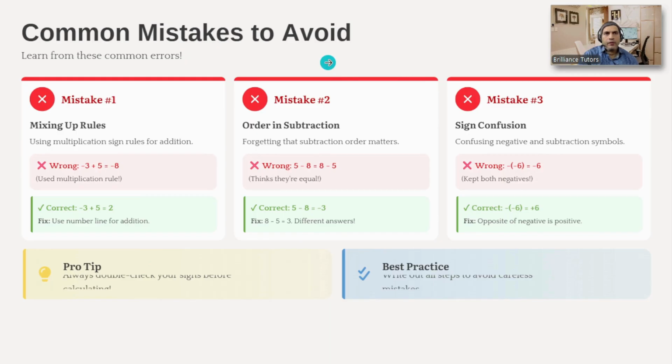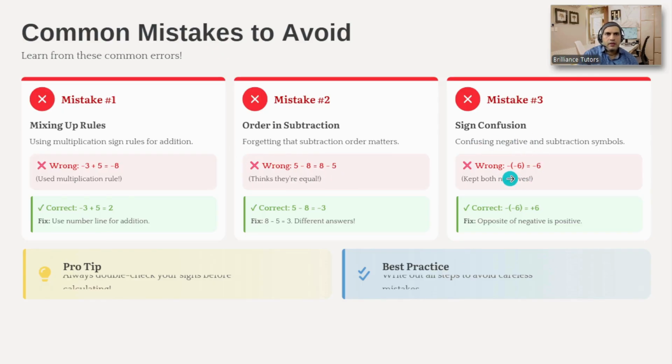Common mistakes to avoid in this chapter. Mistake 1, mixing up rules. Do not mix rules, like minus 3 plus 5 being minus 8, which uses the multiplication sign rule for addition. So it is wrong. Order in subtraction: 5 minus 8 and 8 minus 5 are not equal, okay?